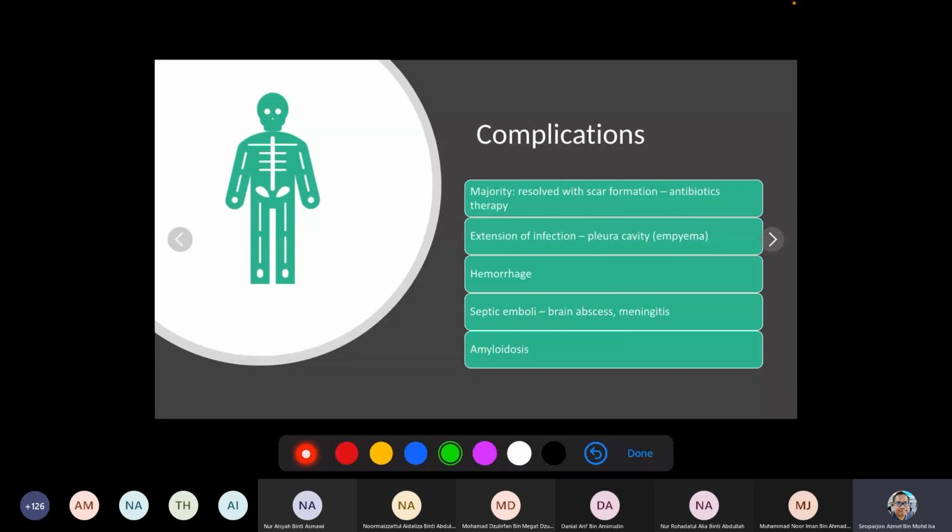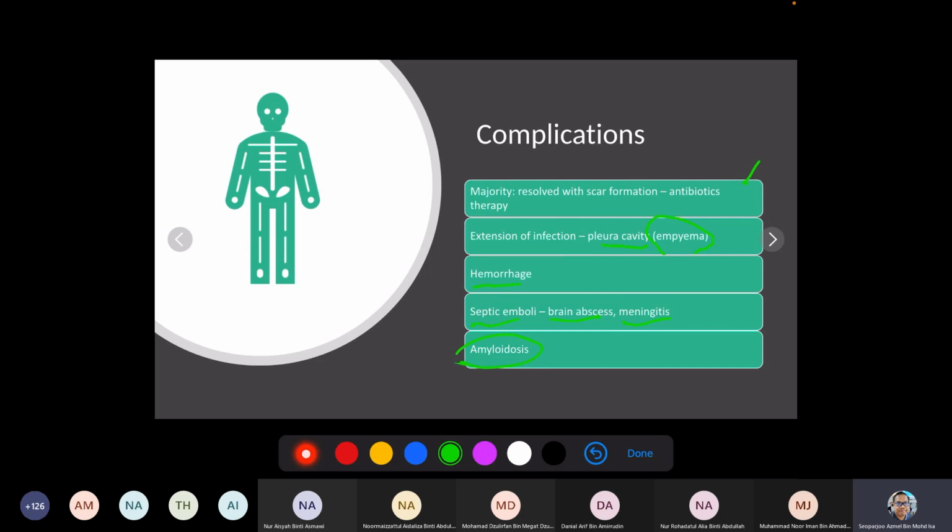As for the complications, the majority resolve with scar formation. Sometimes after healing, there will be some respiratory problems for this patient. Usually they need bronchodilators or further follow-up for his or her lungs or respiratory problems. Next is the extension of infection. Sometimes it can extend into the pleural cavity and cause empyema. It can cause hemorrhages or septic emboli to the brain, causing brain abscesses or sometimes meningitis.